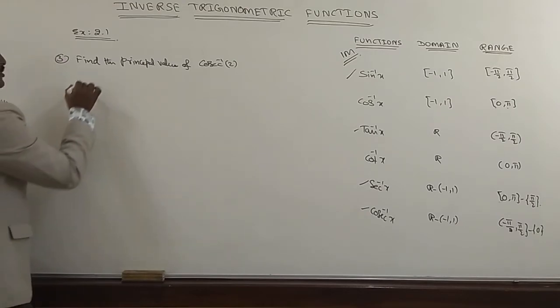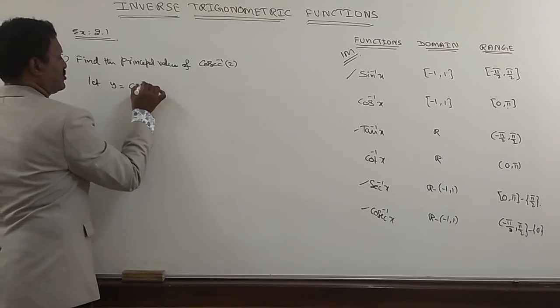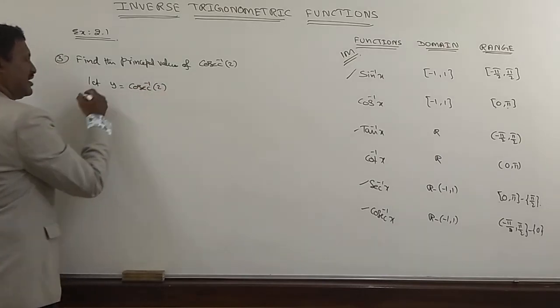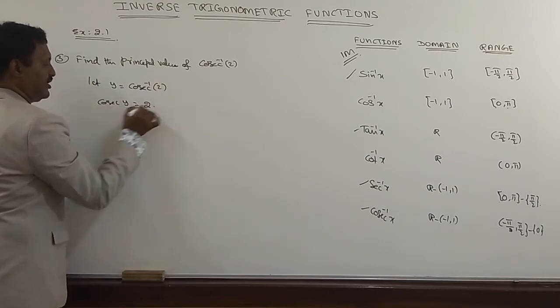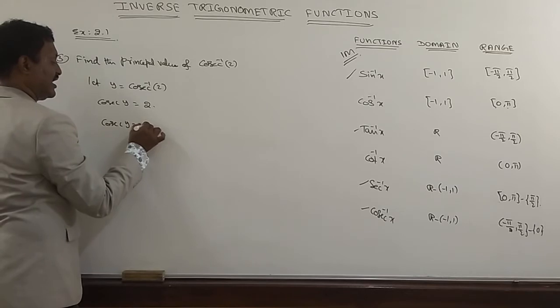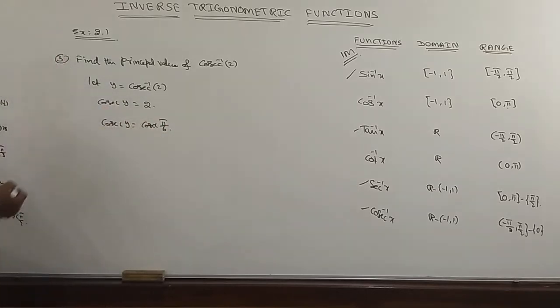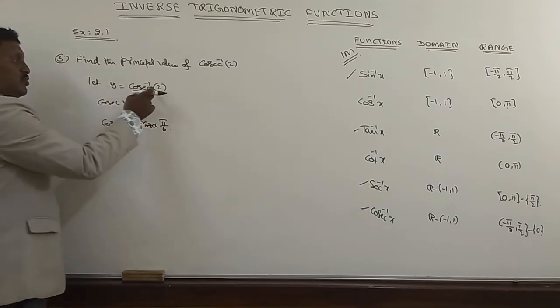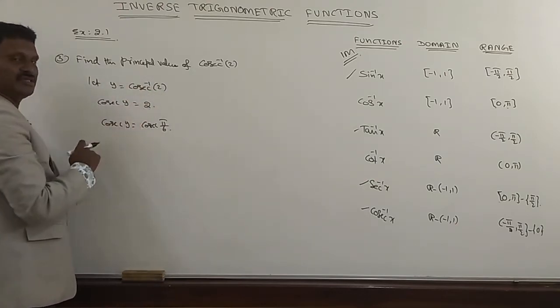How to find? First, let y is equal to cosecant inverse 2. Cosecant inverse, take it to the left hand side. Cosecant y is equal to 2. In terms of cosecant, we can write 2 as cosecant pi by 6. Cosecant 30 is 2.